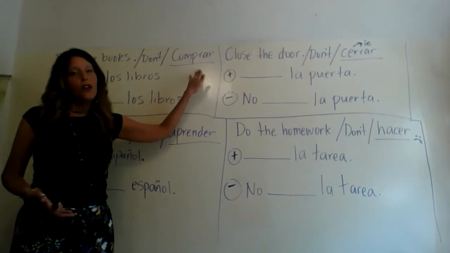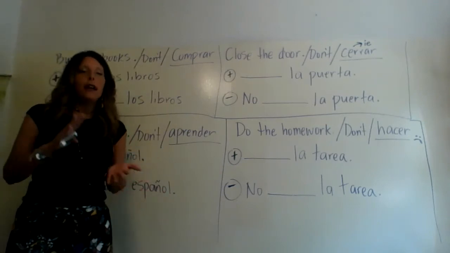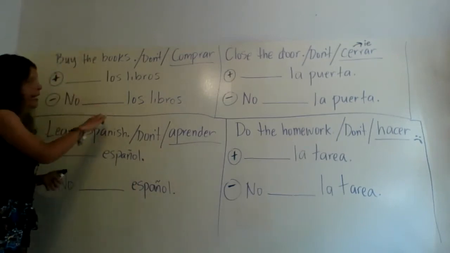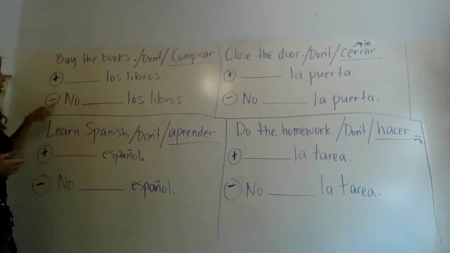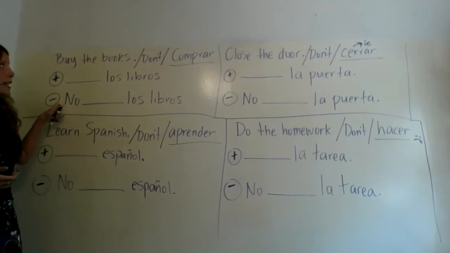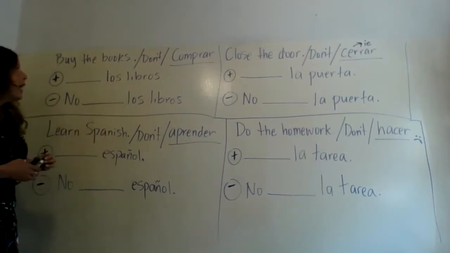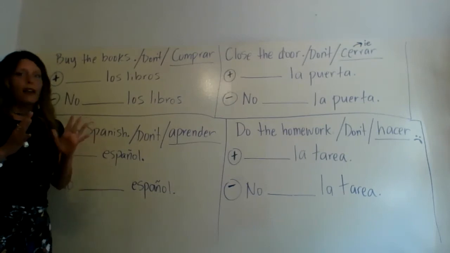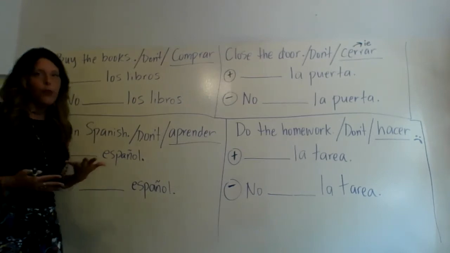C-O-M-P-R-A-R. That is our verb, comprar, to buy, that we're going to need to make an affirmative and a negative informal tú command. So I have left a blank in each of these sentences where our command, whether it's affirmative or negative, will go. And obviously, if we're talking about the books, you can see here, los libros. So if I want to say buy the books and I want to make an affirmative informal tú command, what would I have to do?